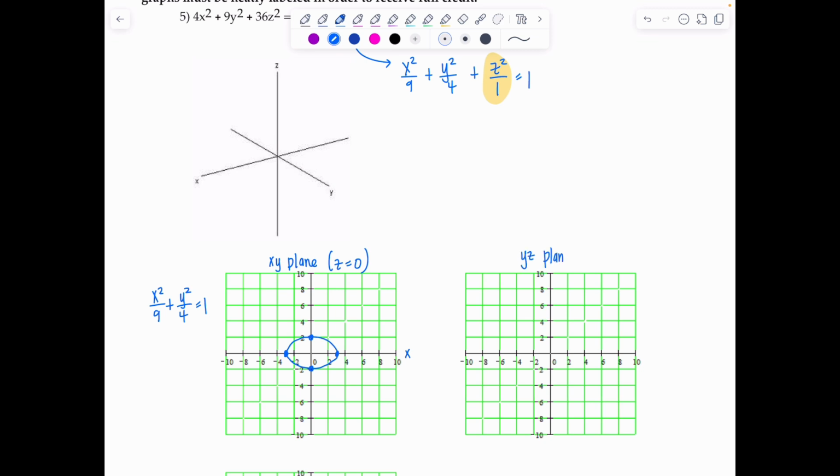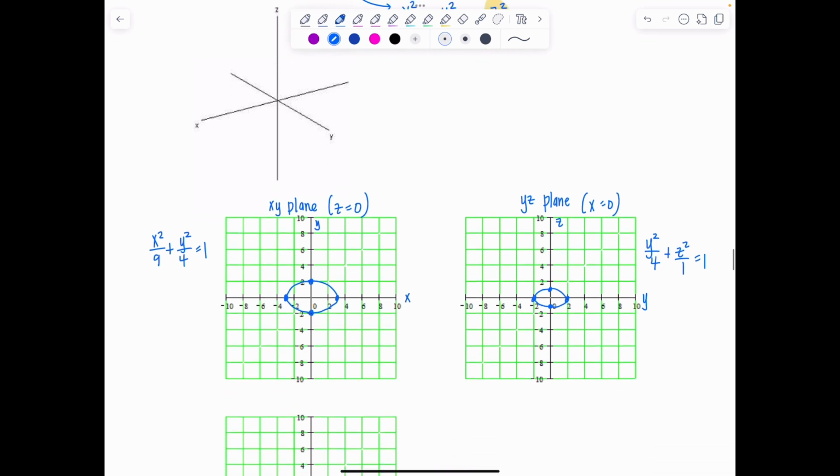Then we can do a trace in the yz plane. We would need to set x equal to 0 to obtain it. And we'll get y squared over 4 plus z squared over 1 is 1. So I'll call this the y-axis. This is the z-axis. And let's see, y intercepts are plus or minus 2, and z has intercepts at plus or minus 1. There's another little baby ellipse.